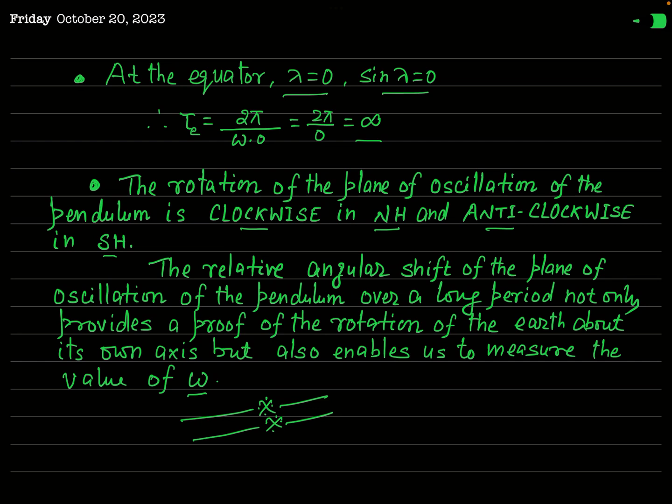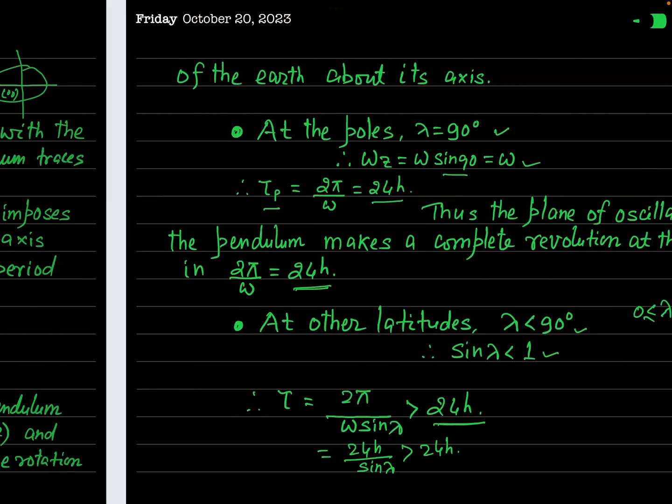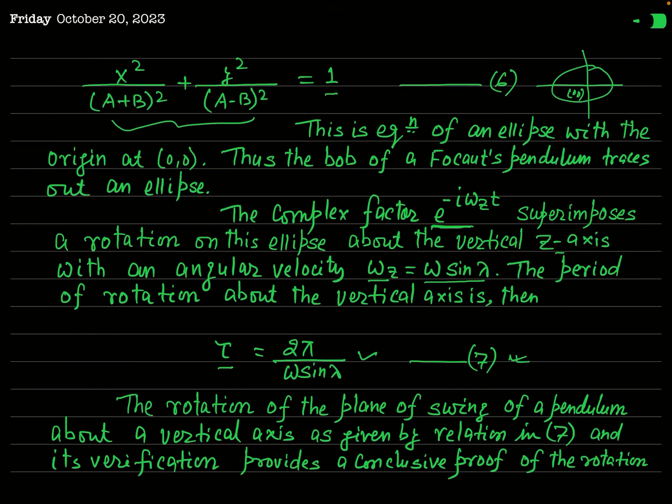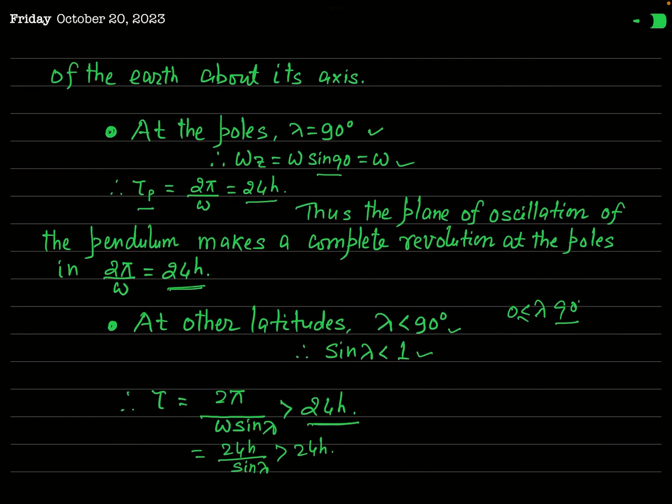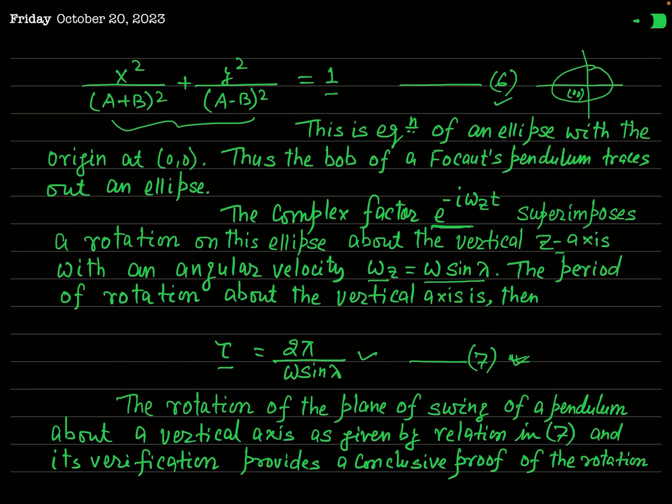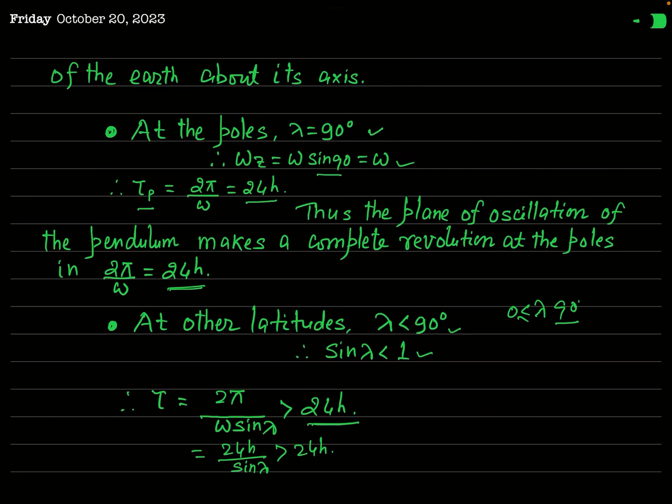Apart from that, in this theory, we have also seen that whenever a question is asked in your examination, so that the bob of the Foucault pendulum traces out an ellipse, then you will have to show this result, the result defined in equation 6. But if it is not asked in your examination, you can skip it and directly write this result which I have mentioned in equation 7, to prove that earth is a rotating object.